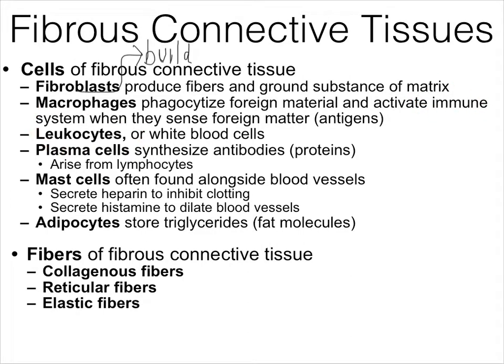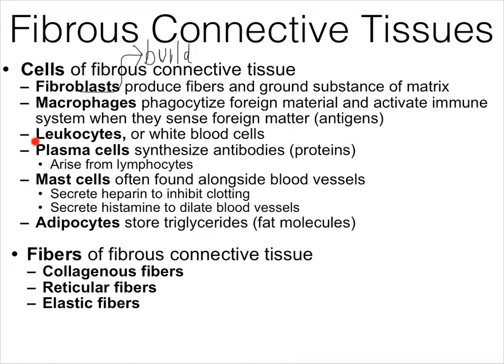Leukocytes. Leuko means white, cyte means cell. So these are white cells or white blood cells. Macrophages, at least when they start off their life as monocytes, are white blood cells, but they eventually move out of the blood, in which case they're no longer blood cells. These are primarily immune system cells.